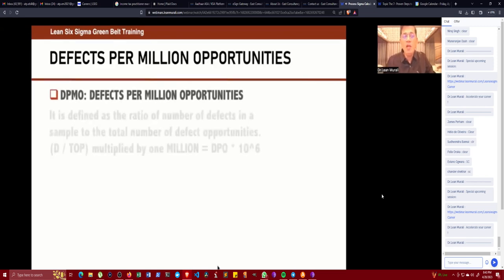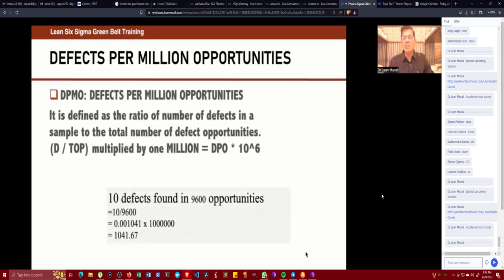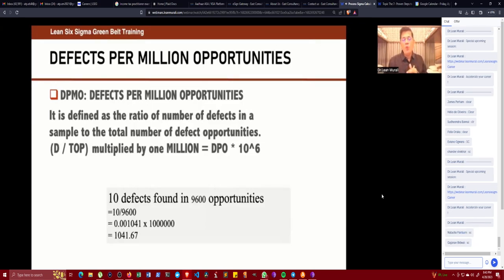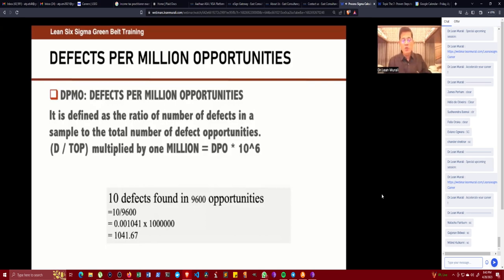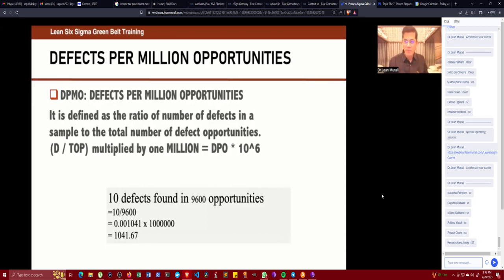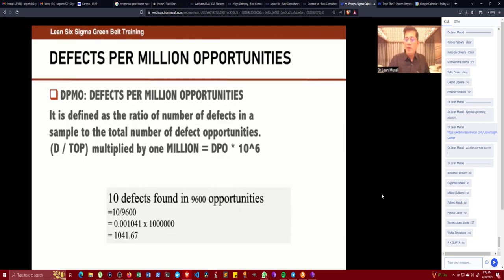Now we have come to the last step of calculating defects per million opportunities. It's very simple. Whatever we have calculated in the earlier step, we multiply by 10 power 6, that is 1 million. So when we multiply the earlier step by 10 power 6, we get 1041. How many of you are clear about this step? Type SC, super clear, in the chat box.